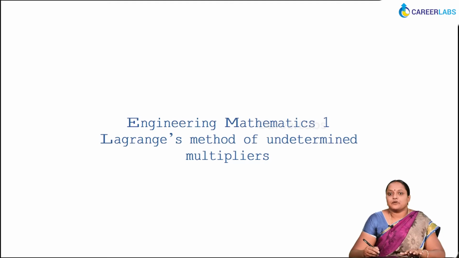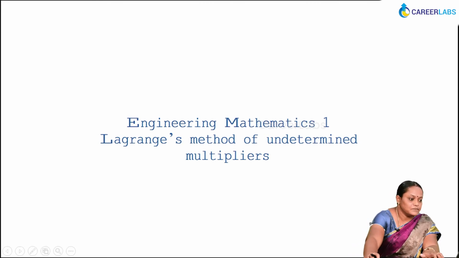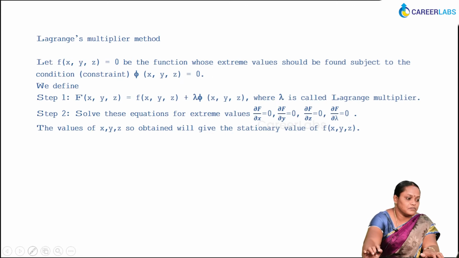Hello everyone, this is topic number 23, Lagrange's method of undetermined multipliers. Already we have learned how to find the maximum and minimum of functions of two variables. Here also we are going to discuss the same. We are going to find the extreme values subject to a constraint. Here they will be specifying the condition, so based on that we are going to solve it.